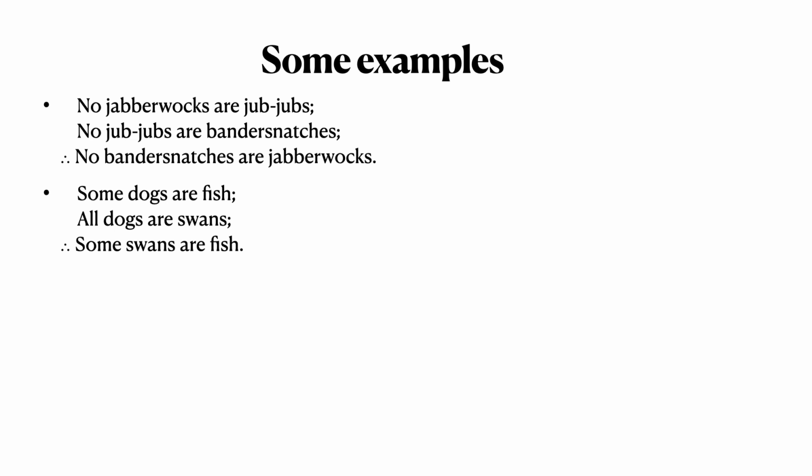Do we have 2 negative premises? No, we've got 2 affirmative premises. So we have at least 1 affirmative premise. That's fine. Rule 4 is satisfied. What about rule 5? Do we have a conclusion here that follows the weaker?